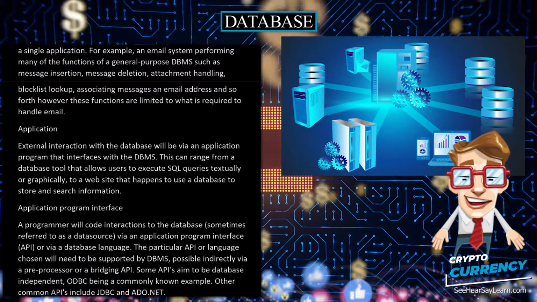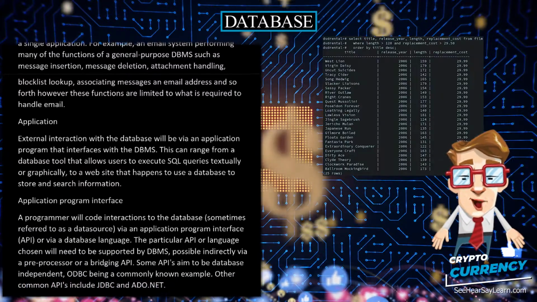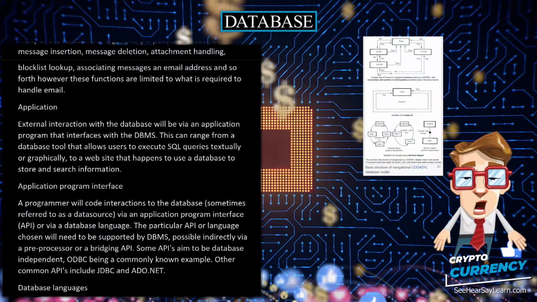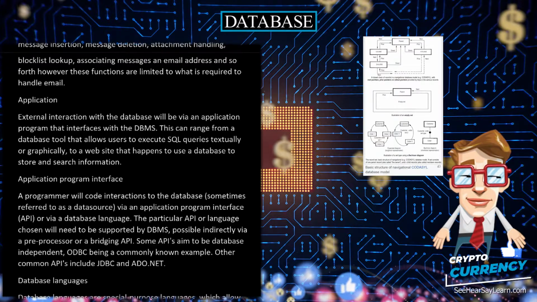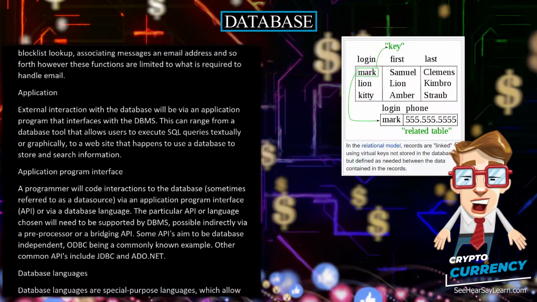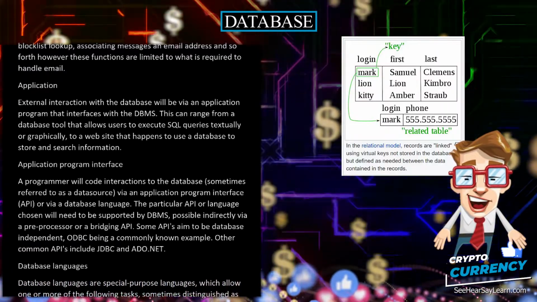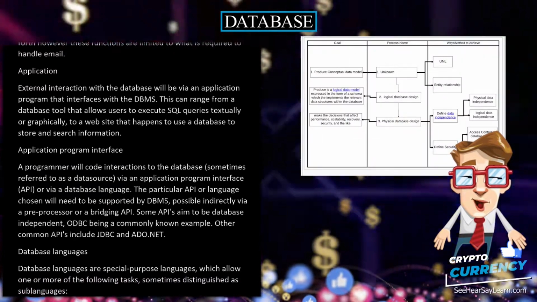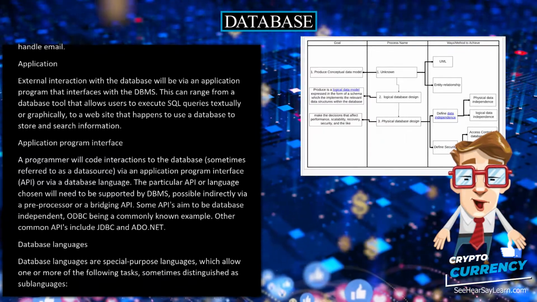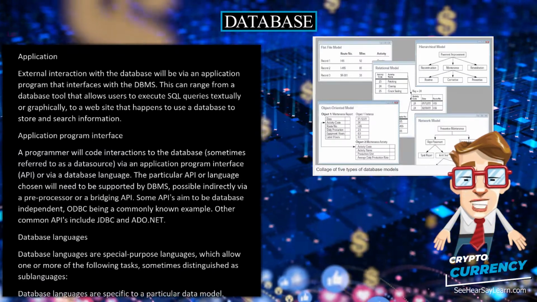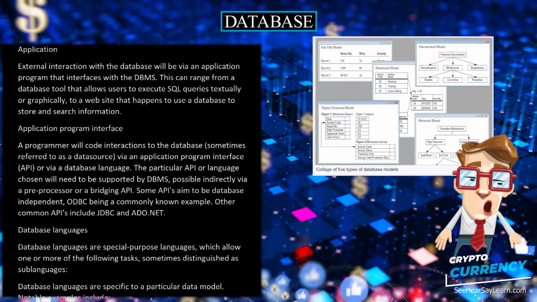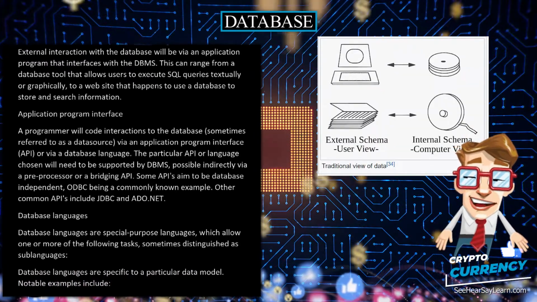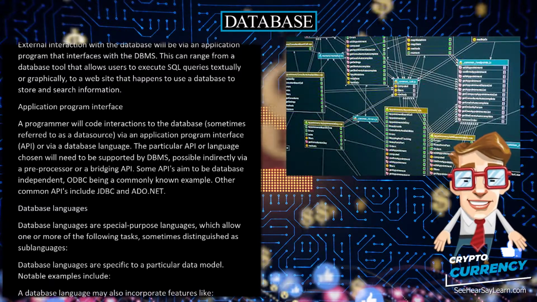Application Program Interface. A programmer will code interactions to the database, sometimes referred to as a data source, via an application program interface, API, or via a database language. The particular API or language chosen will need to be supported by the DBMS, possibly indirectly via a preprocessor or a bridging API. Some APIs aim to be database independent, ODBC being a commonly known example. Other common APIs include JDBC and ADO.NET.